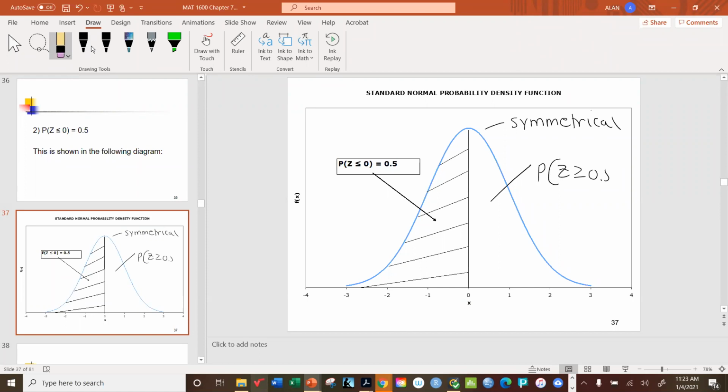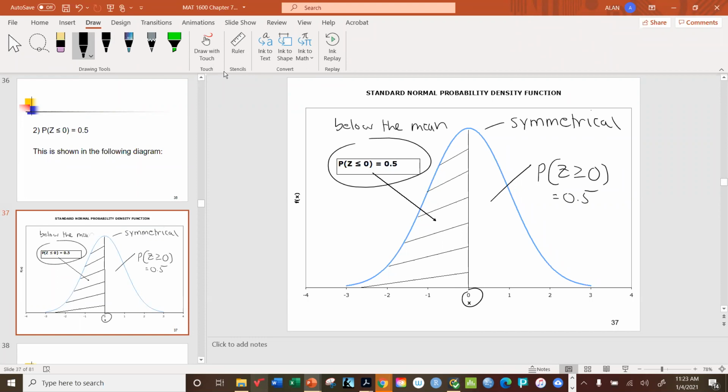So in other words, what you're seeing here is that the probability of being below the mean is a half, and the probability of being above the mean is also a half. It has to be, because that's the only way that these two probabilities can equal each other and yet still add up to 1. Okay, so this is below the mean, and this is above the mean.